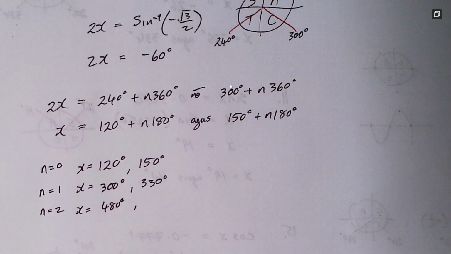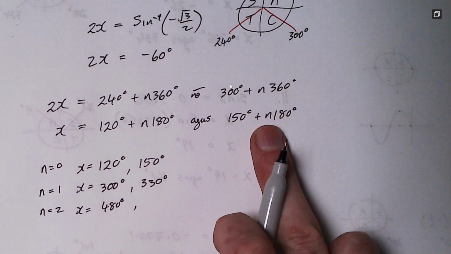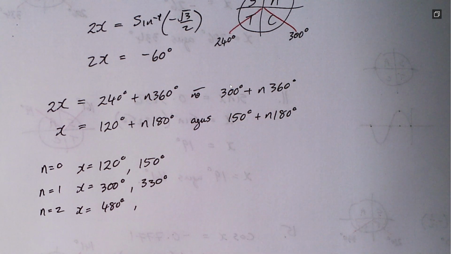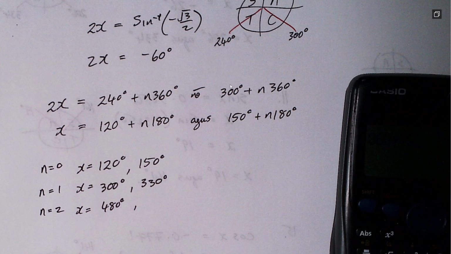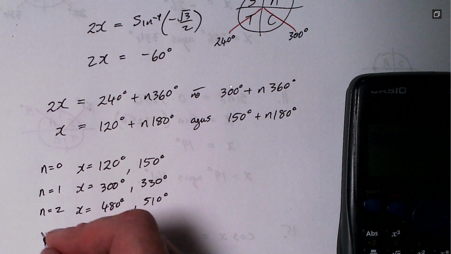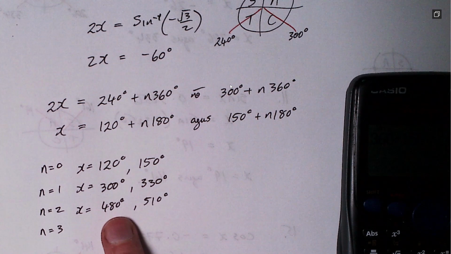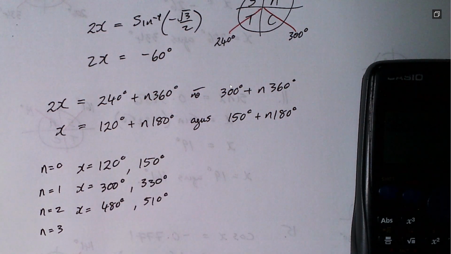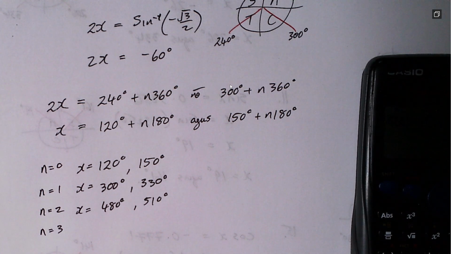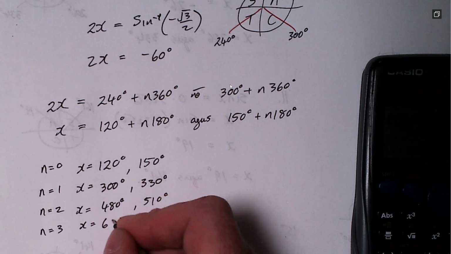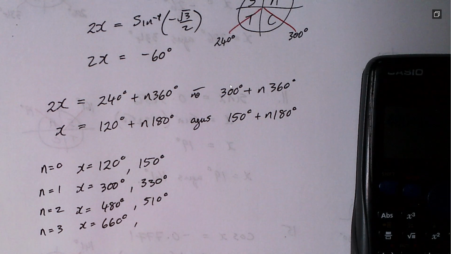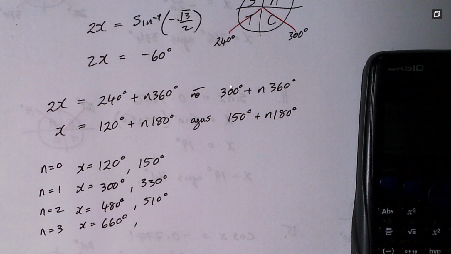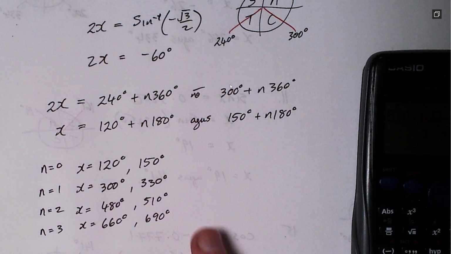Okay, so I could have started from there. 2 times 180 is 360. 360 plus 150 is 510. Now when n equals 3, 480 again. 480 plus 180 is 660. So x equals 660 degrees. And 510 plus 180 is 690. Okay, now we're way over 720, so that's your solution.